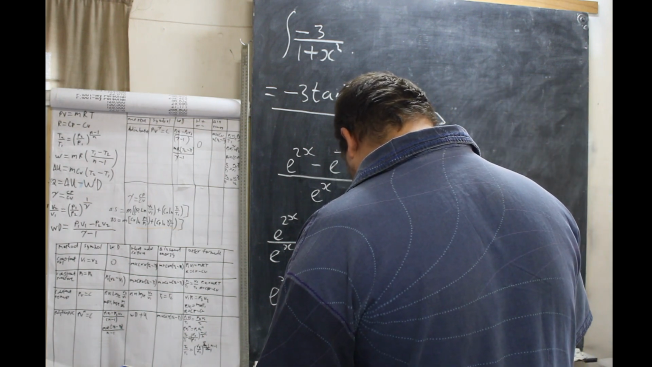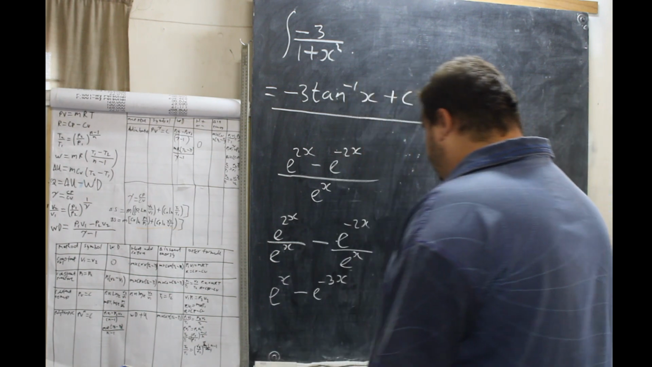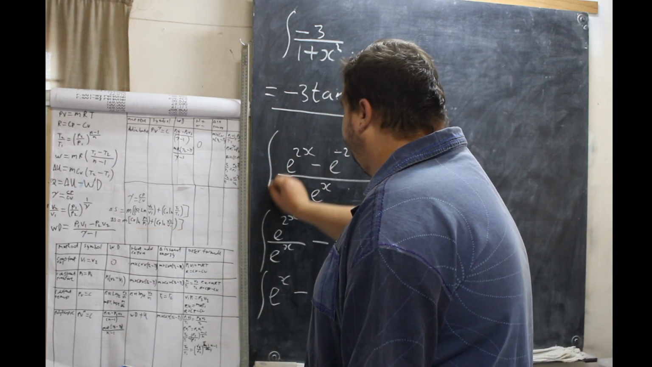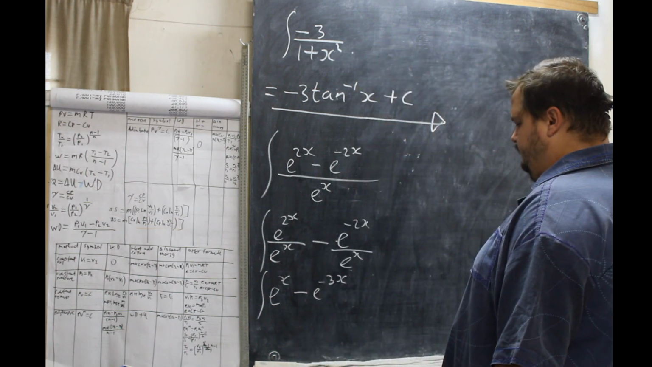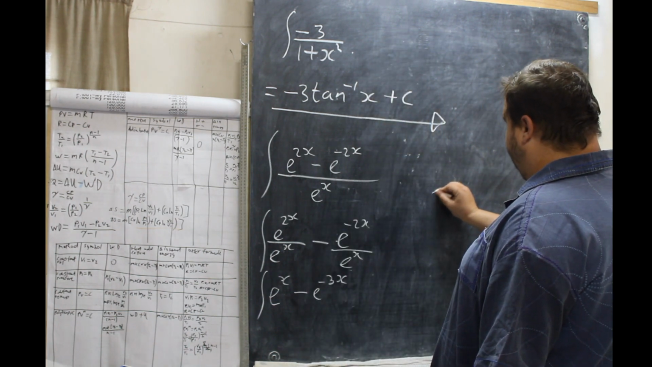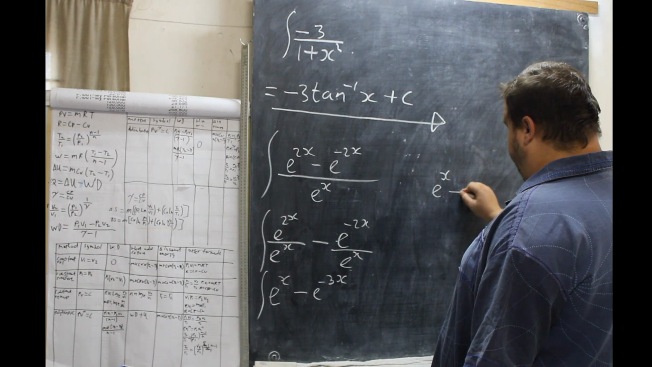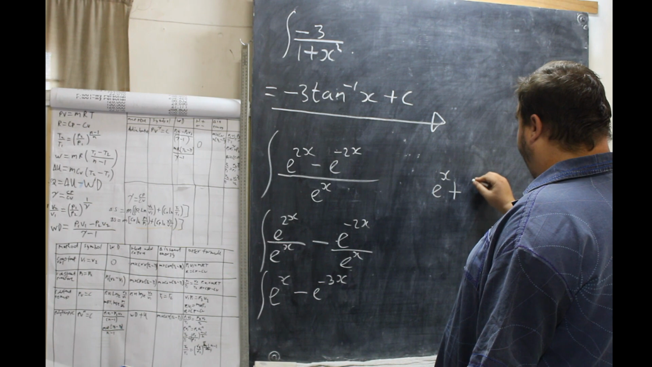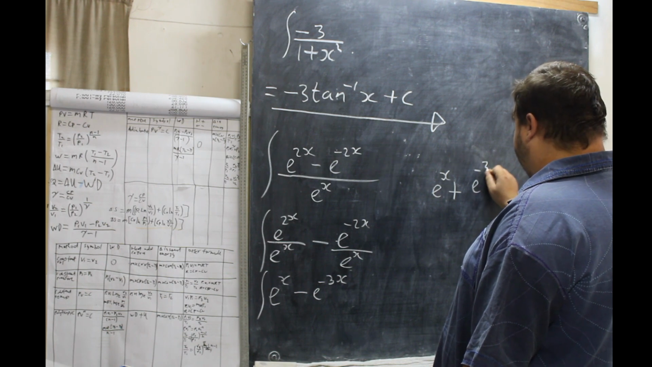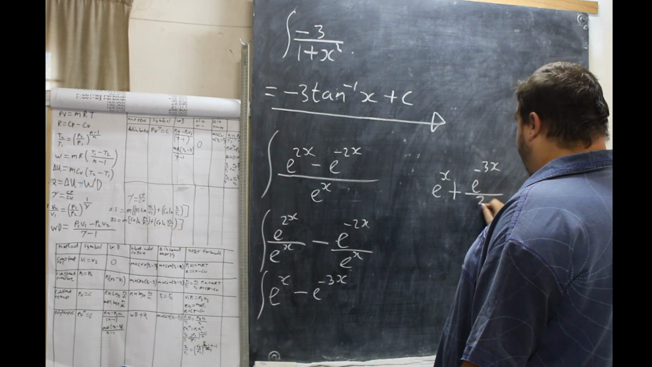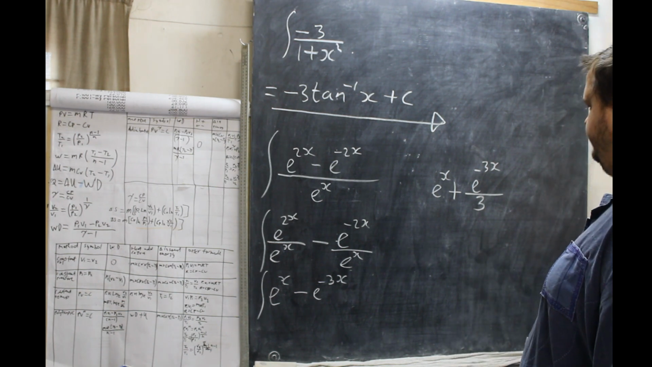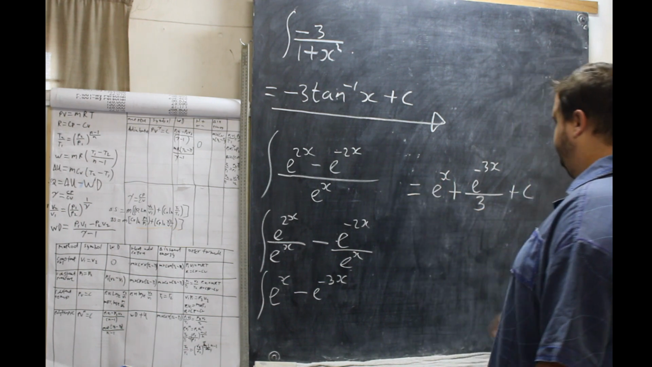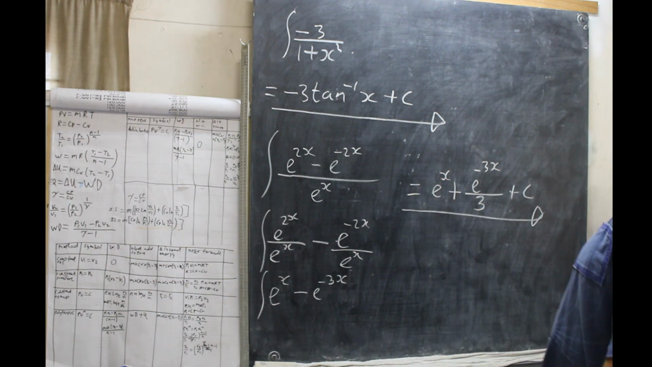So we're here, stay with me. So, now we integrate. Now, e to the x stays e to the x, minus, or plus in this case, e to the minus 3x over 3, plus c. And that is our sum.